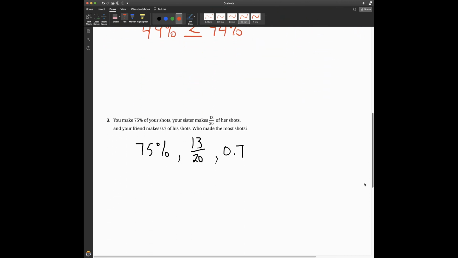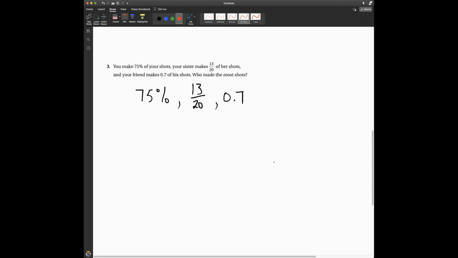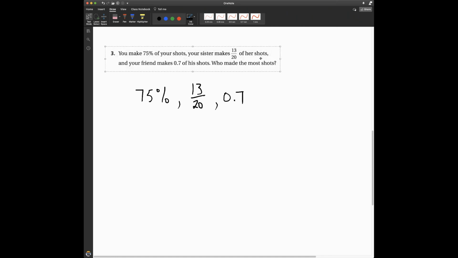All right, let's look at one more problem. And again, all we're doing is comparing and ordering fractions, decimals, and percents. So this problem says, let me make this a little bigger. This problem says you make 75% of your shots. Your sister makes 13 out of 20 of her shots. And your friend makes 0 and 7/10 of their shots. Who made the most? You want to figure out which person has the greatest percentage maybe. So we can change these into percents.